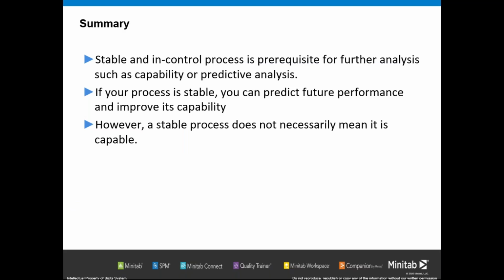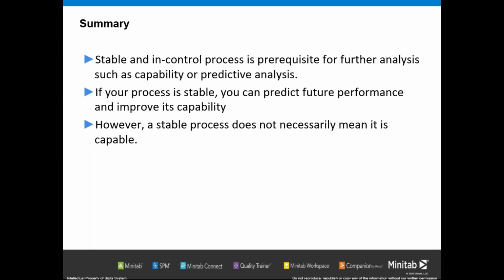Okay. A stable and in-control process is a prerequisite for further analysis such as capability or predictive analysis. If your process is stable, you can predict your future performance and improve your capability. However, a stable process does not necessarily mean it is capable. Okay, so meaning that this portion is the first step.